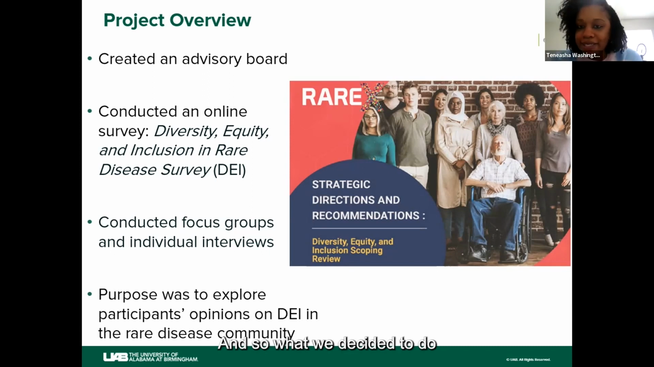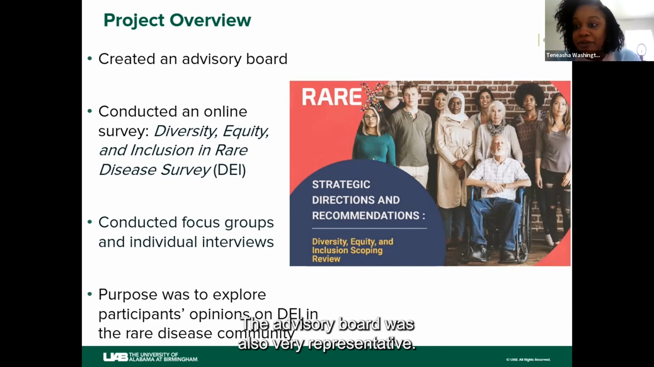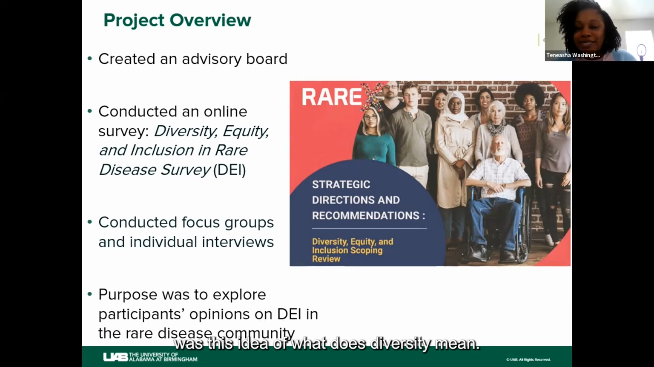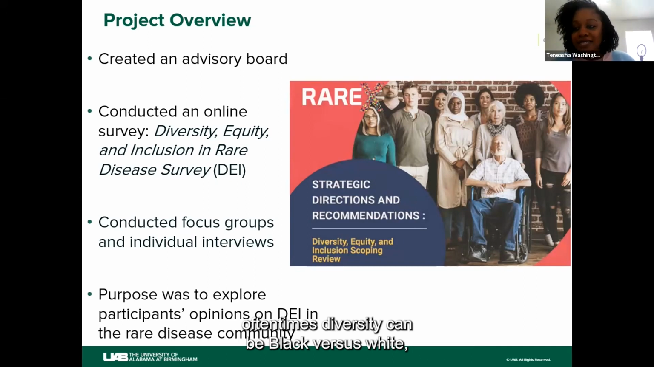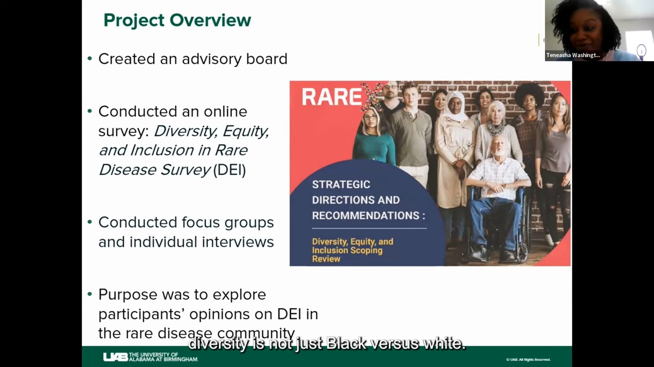And so what we decided to do was to do this in a unique way, in the sense of making sure that we broadened our effort as much as possible. We created an advisory board, which was also very representative. One of the things I was challenged on early on was this idea of what diversity means. When we think about the United States, oftentimes diversity can be Black versus white. But in today's world, diversity is not just Black versus white.